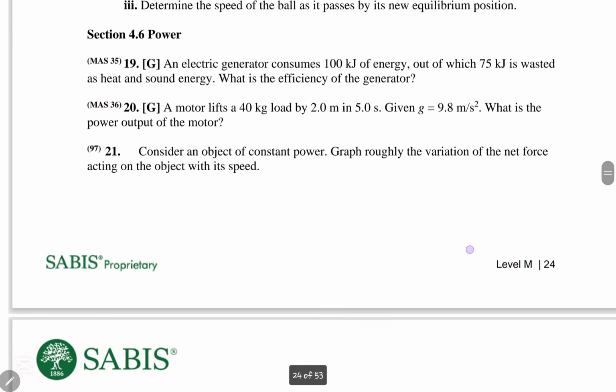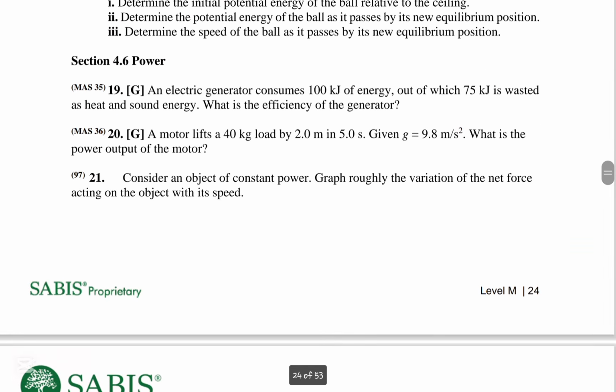So we skip 17, 18. Now we have 19, 20, and 21. So now we'll move on to 4.6, where we have questions 19, 20, and 21 only. So question 19, an electric generator consumes this much energy, out of which 75 kilojoules is wasted. What's the efficiency of the generator? How do you find efficiency? Efficiency, very simply, it's gonna be what?